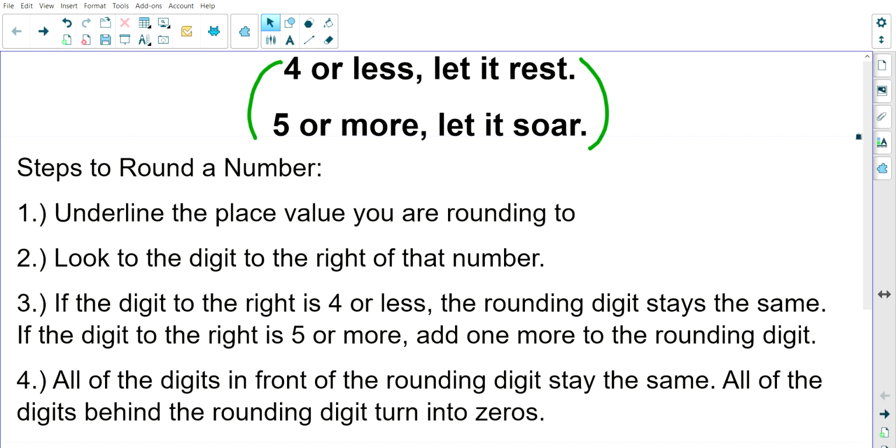So this is really important when we're talking about decimals. No matter where that decimal point is, whatever digits came before the rounding place, those all stay the same. All of the digits behind the rounding digit turn into zeros. Now the one tricky thing will be making sure that you have the decimal point still where it needs to be. We'll get into that while we practice.